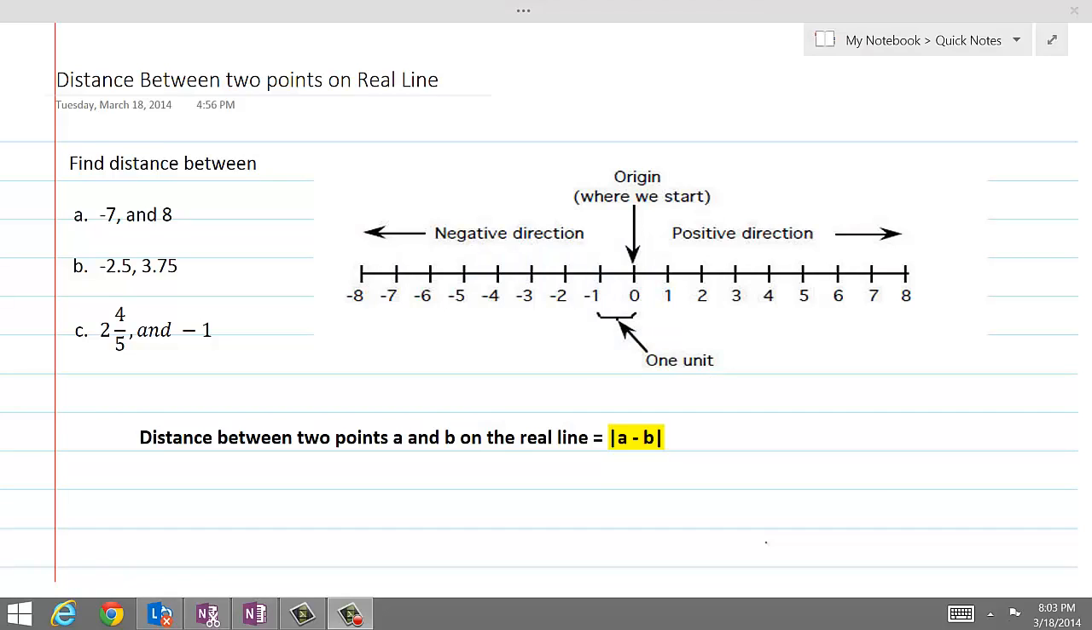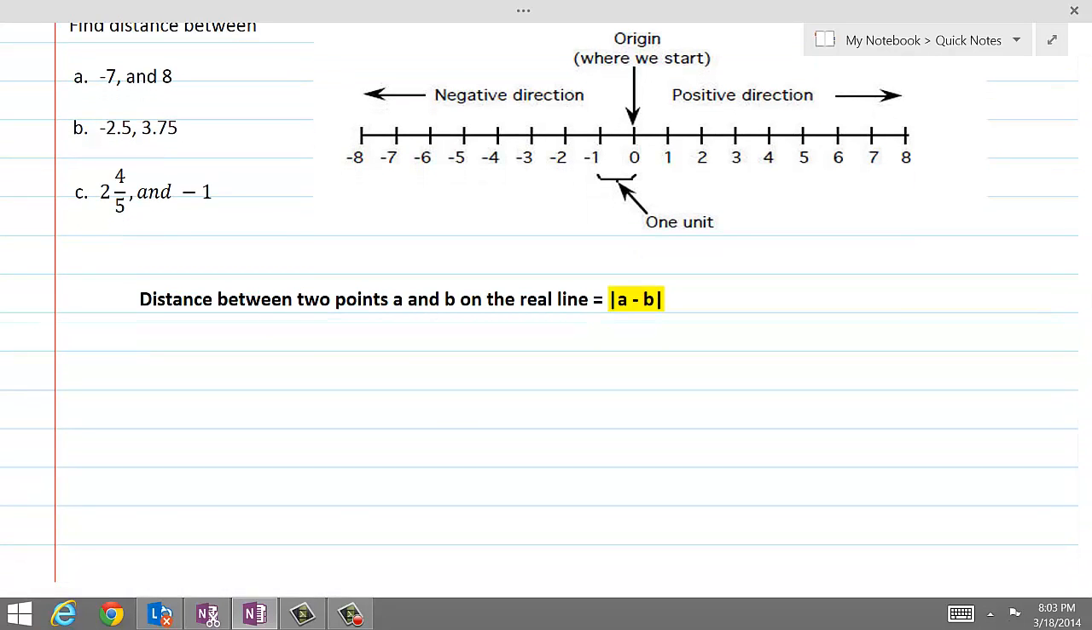Distance between two real numbers a and b on the number line is the absolute value of the difference between the real numbers. Let's do a few questions for better understanding of distances between real numbers. Here we have a few questions. In the first question, we are given the numbers -7 and 8. Let's get started.